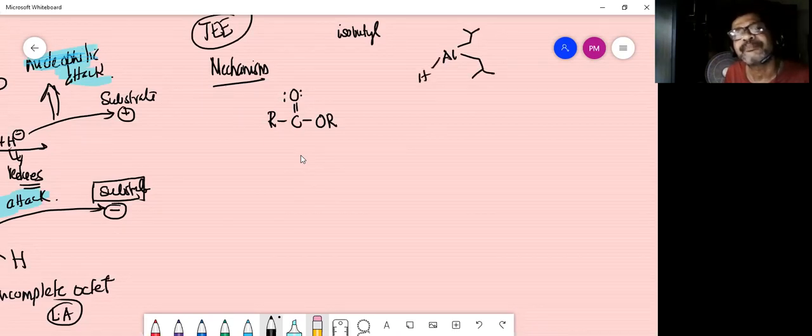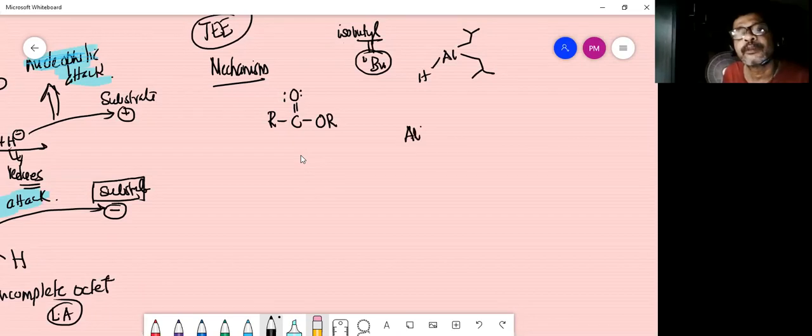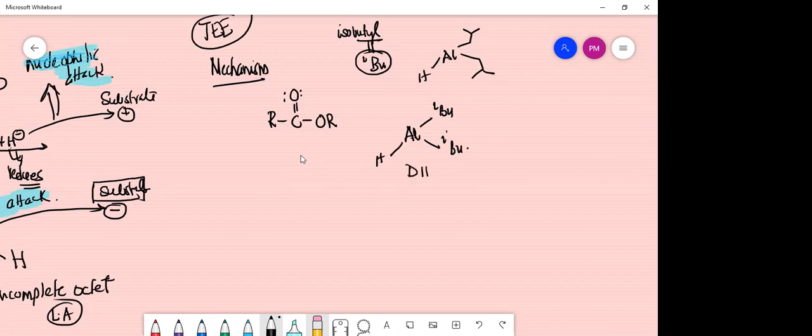But it becomes cumbersome. So for isobutyl, I write Bu, and this iso goes as a preceding superscript. So this is isobutyl. Clear? Yes, sir. So I can write DIBAL as what? Aluminium, isobutyl, isobutyl, hydrogen. This is the structure of DIBAL.